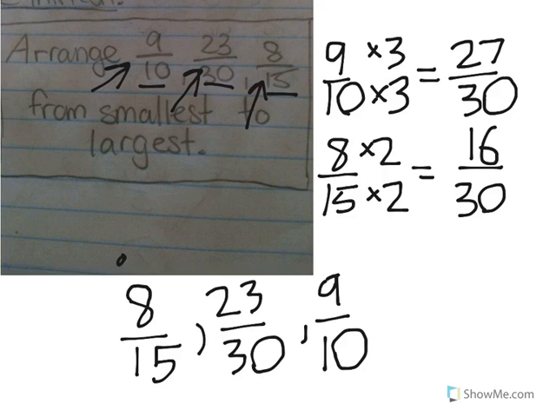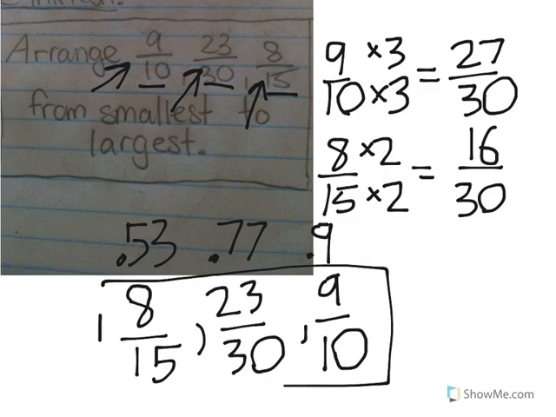I'm rounding. And then 23 divided by 30 is 0.77. And then 9 divided by 10 would be 0.9. So that was a good way to check it, to just see that the decimal equivalents are clearly ordered from small to large. But there's my answer right there.